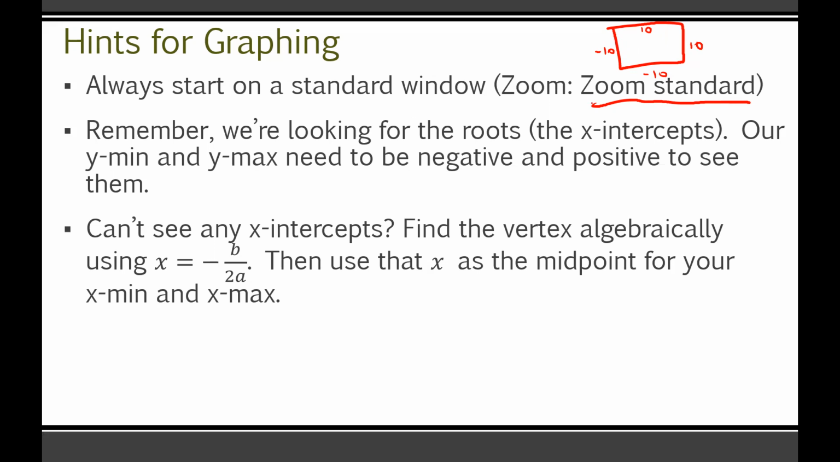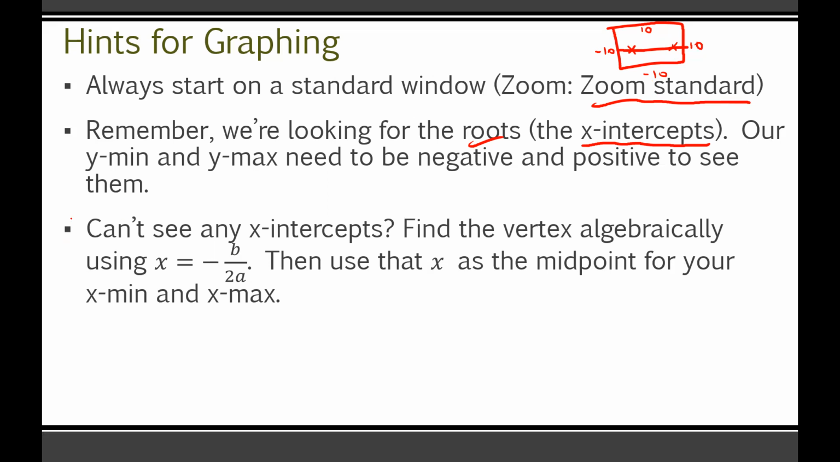So remember, we're looking for the roots in chapter 4, of course, which is just a fancier way of saying the x-intercepts. Our y min and y max need to be negative and positive respectively, of course, to see them. What that basically means is you have to have your lowest y value be something below 0 and your highest y value be something above 0. So that way, you can actually see where it's crossing your x-axis. In other words, you can find your x-intercepts. Kind of a silly thing to say, but it's just important to note.